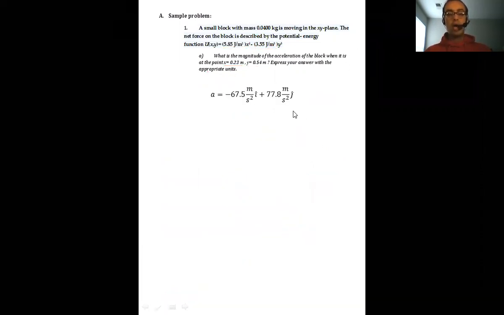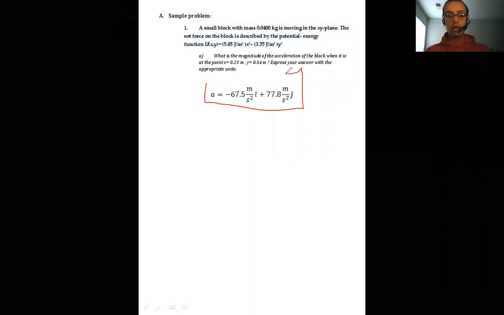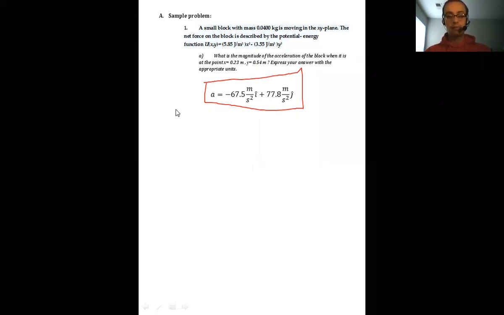So now we can go ahead and rewrite this with the proper units as a equals negative 67.5 meters over second squared i-hat plus 77.8 meters over second squared j-hat.